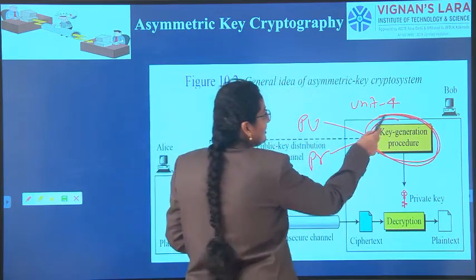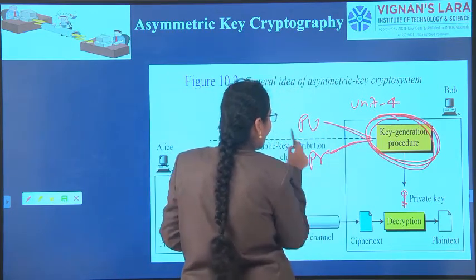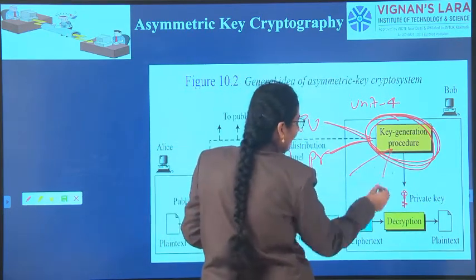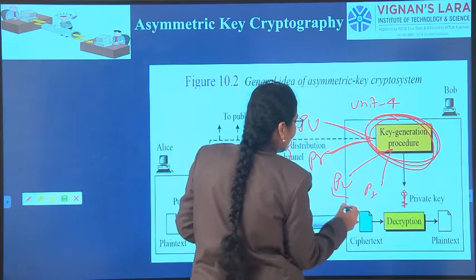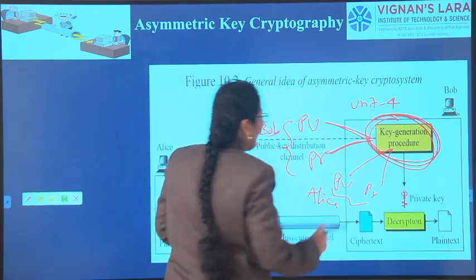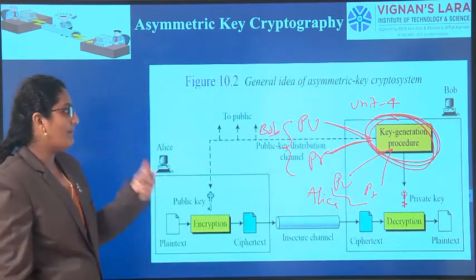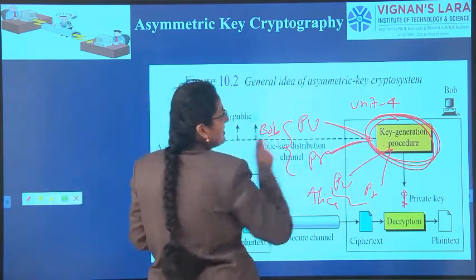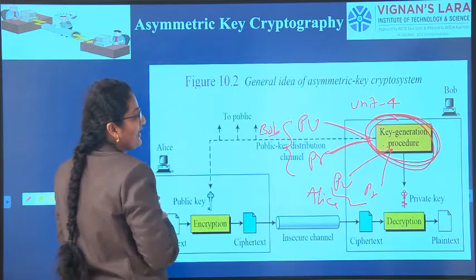This key generation procedure will give the public key and private key both for Bob. Again, it will give the public key and private key both for Alice also. For everybody, two keys will be given, a public key and a private key. Who is giving these keys? The key generation procedure will give the keys. About that we will study in unit 4.